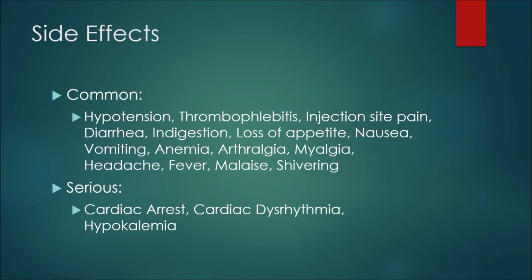Nausea and vomiting may occur with this medication, as well as anemia, arthralgia or joint pain, myalgia or muscle pain, as well as a headache, fever, malaise, or shivering. 3 serious side effects that would be less common with this medication would be cardiac arrest, cardiac dysrhythmia, or hypokalemia, low potassium. Alright everybody, that's all we're going to talk about today with Amphotericin B or Fungizone.